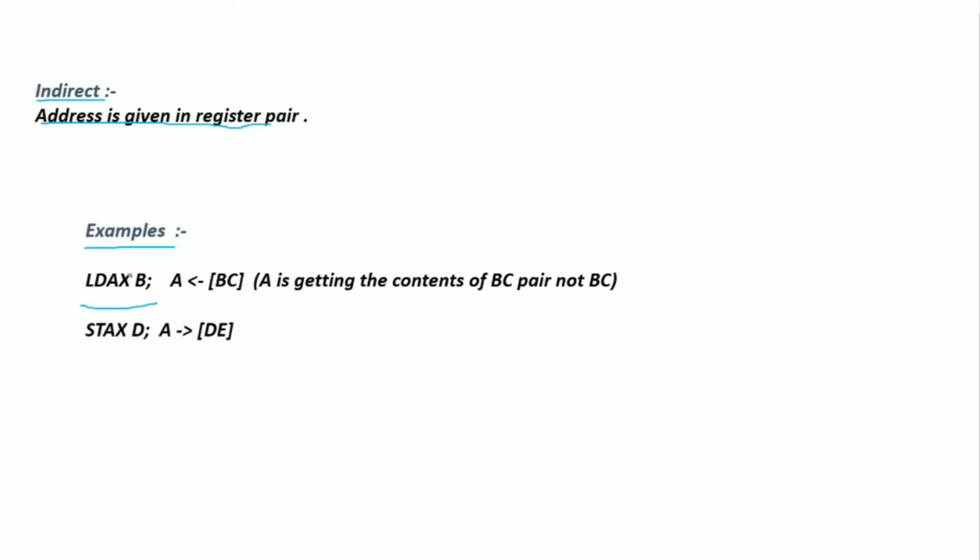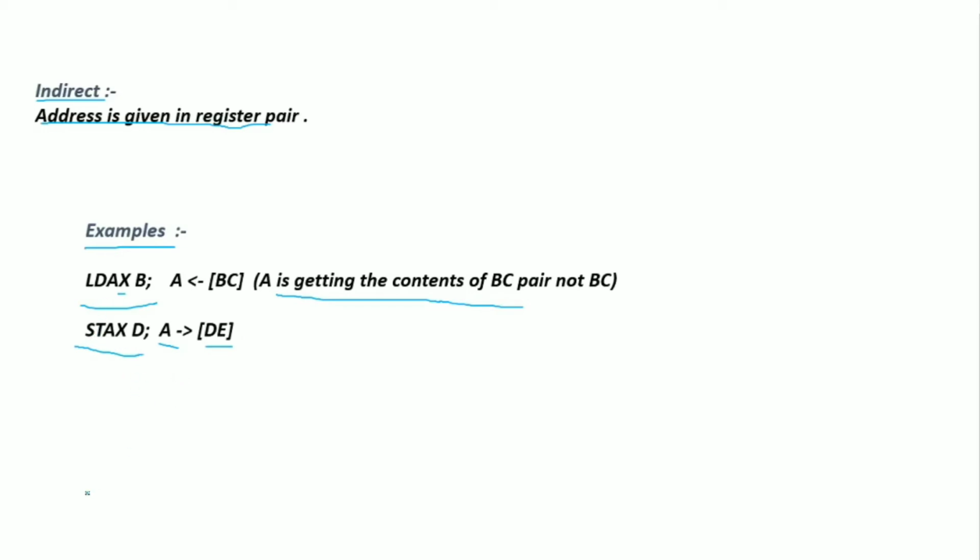LDAX B. So here you can see that address is given in register pair. So definitely X will be present, and here B is present. So BC pair will be there. So A is getting the contents of the memory location addressed by the BC pair, not the BC itself. So keep this thing in mind. And similarly STAX D. So the DE pair addresses the location that is getting the contents of A here. So here you can easily understand what is LDAX B and STAX D.